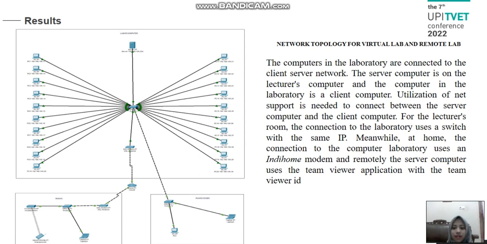Meanwhile, at home, the connection to the computer laboratory uses an IndiHome modem, and remotely the server computer uses the TeamViewer application with the TeamViewer ID.